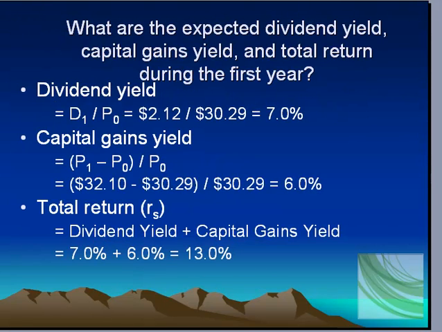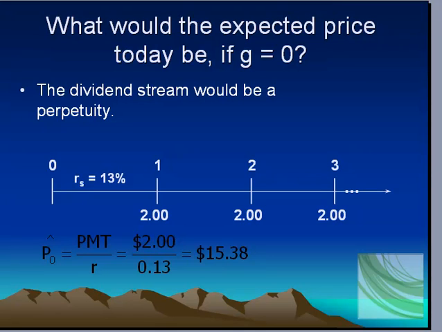Dividend yield is nothing but the dividend you have received divided by the price, to get what kind of return you are getting on the stock you paid for. Capital gains yield is the price you sold at minus the price you bought at, divided by the price, to find what gain you got on the capital part. You got 6% on that, so your total yield is 7% plus 6%, a return of 13%. What would be the expected price if g equals 0? Again, it would be a perpetuity, a dividend stream, like your preferred stock.